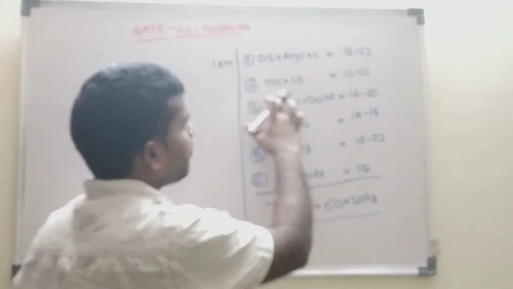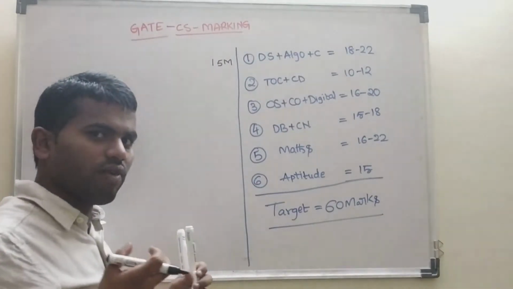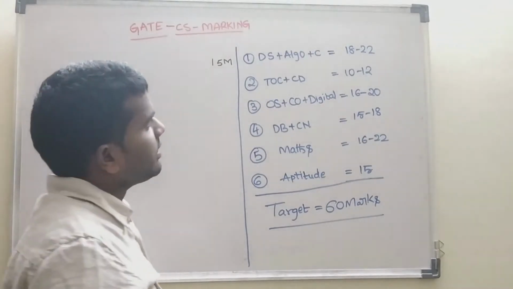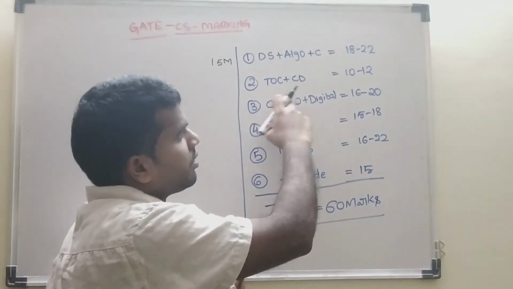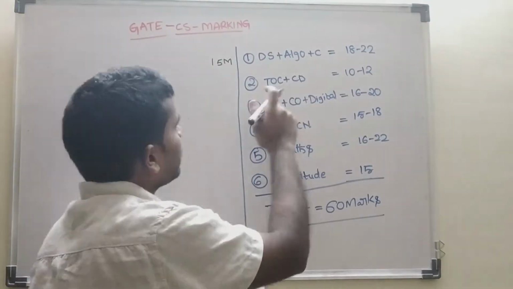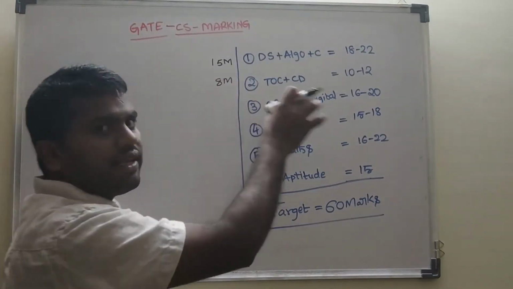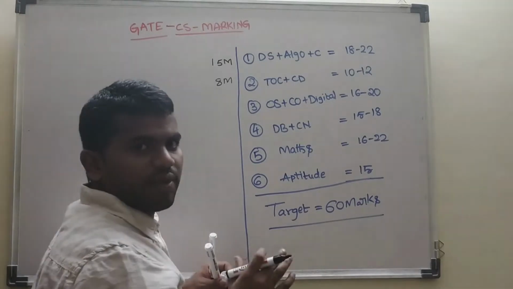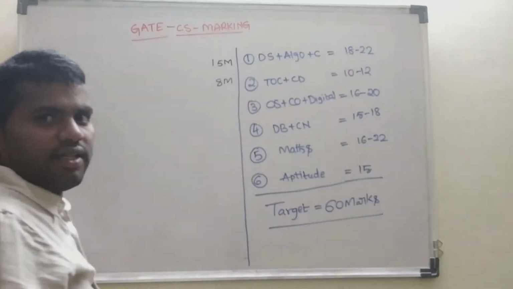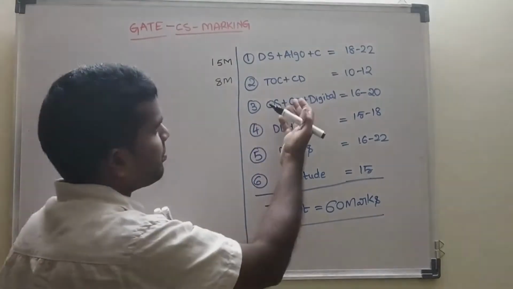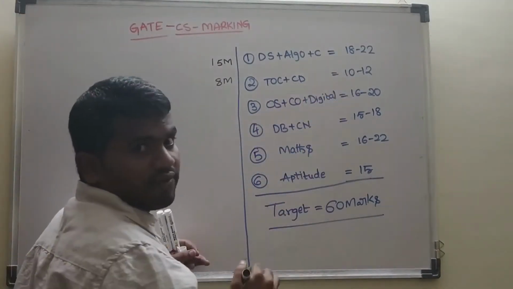In TOC and CD, it's one of the easiest subjects in computer science, TOC and compiler design. This you will get almost 8 marks, minimum 8. If you know basics, everything in GATE is basics only, not understanding of some research or something like that. You will get minimum 8 marks in both of these things.